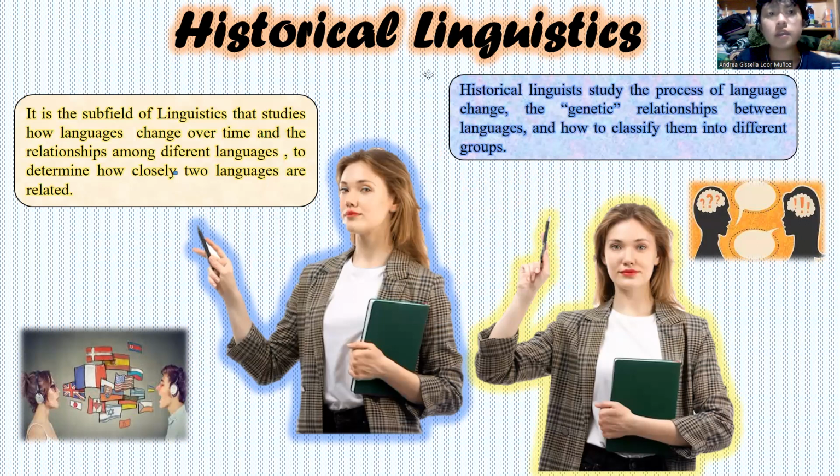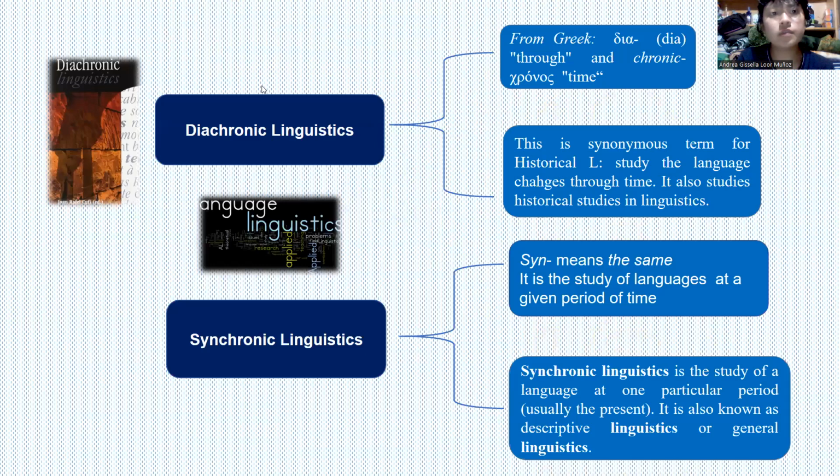Linguistics is divided into two parts. First, we have diachronic linguistics and synchronic linguistics. Diachronic linguistics, from Greek dia, through, and chronos, time, is a synonymous term for historical linguistics. It studies language change through time. It also covers historical studies in linguistics.